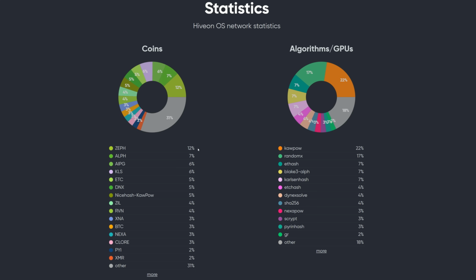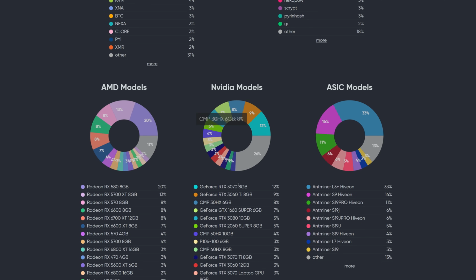it's ZEPH, coming in at 12%. HiveOS is one of the most popular mining operating systems that crypto miners use. Now, the funny thing is, here are the algorithms per GPU, and second place is RandomX. 17% of all GPU miners are using a RandomX flight sheet. So let's just scroll on down a little bit more.